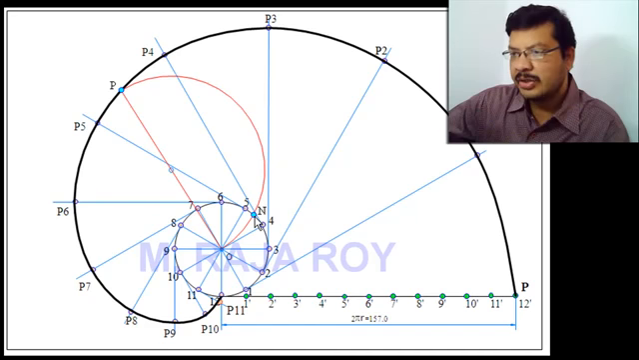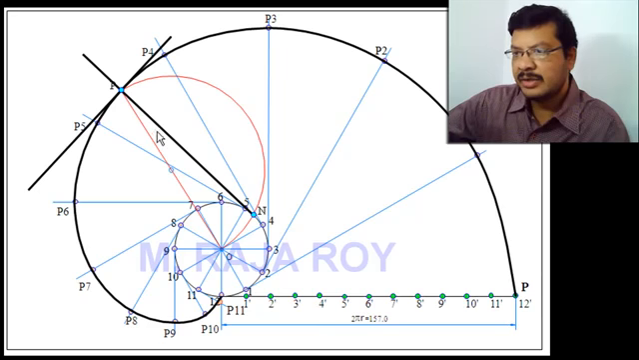Now draw a line joining N and P. That will be the normal. Line joining NP is the normal. If you draw the perpendicular to NP line, that will be the tangent. Now this is the normal and this is the tangent to the involute at the point P. In this way you can draw the involute and tangent and normal to the involute.